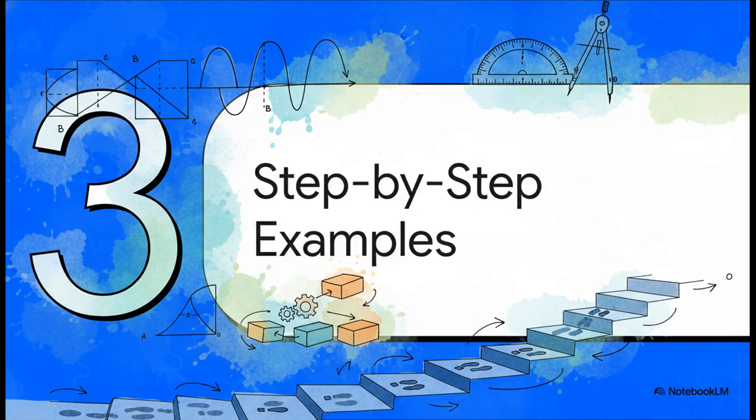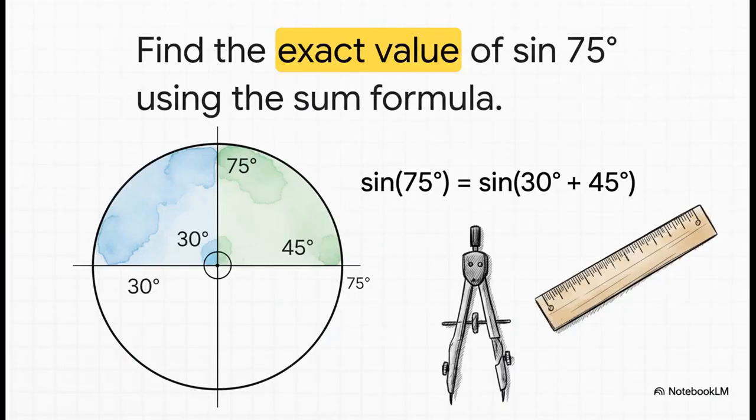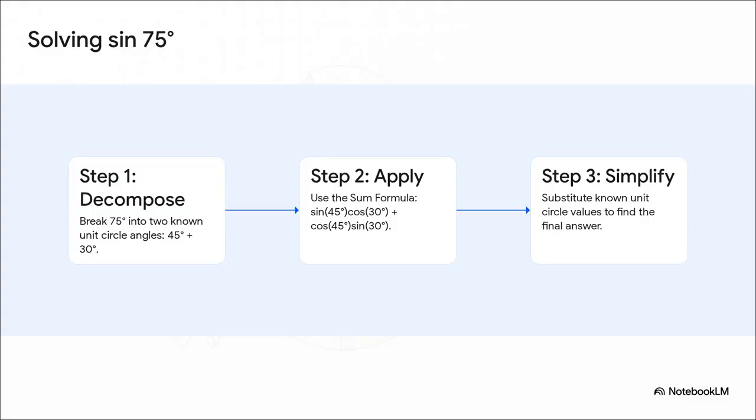Okay, so theory is one thing, but seeing this in action is where the magic happens, right? Seeing is believing. So let's jump into some step-by-step examples to see how this all comes together. And here we are, back where we started. Remember our old friend, sine of 75 degrees? Except this time, we've got the right tool for the job. Let's do this.